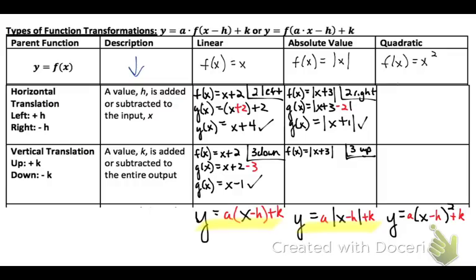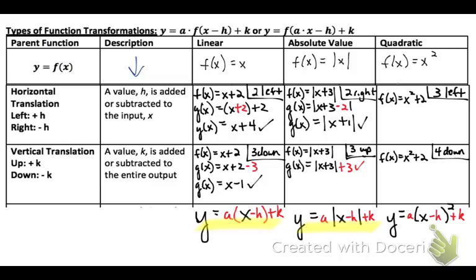Now, for our vertical translation 3 up, we're going to add 3 at the end. So we'll take our absolute value, and then at the end of what that equals, we'll simply add 3. And then that's just our final answer there.